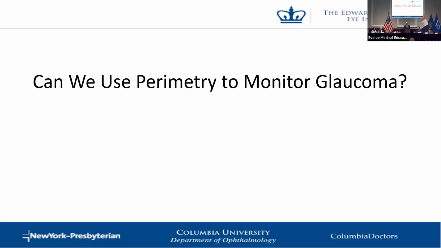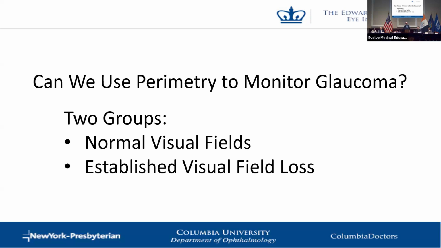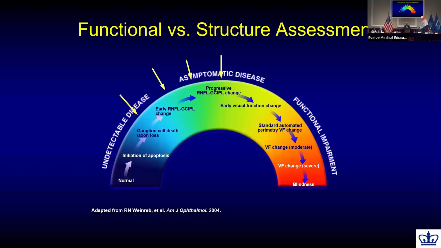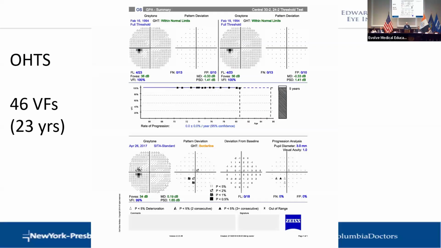So we really can use the perimetry to diagnose the disease or to screen for it easily. Can we use it to monitor glaucoma? There are really two groups of patients, those with normal visual fields and those with established visual field loss. Those without visual field loss are better managed with imaging.